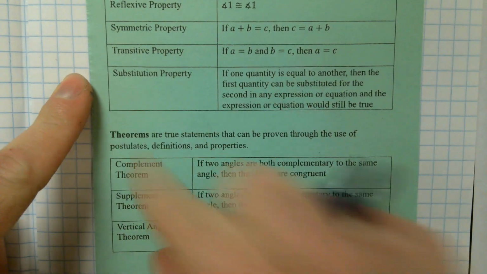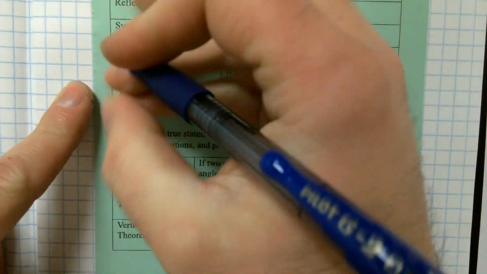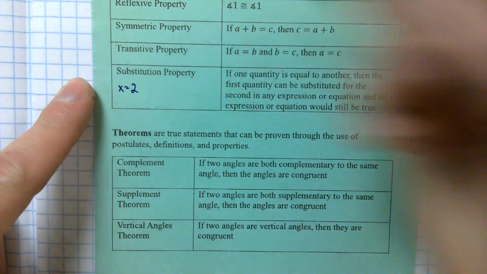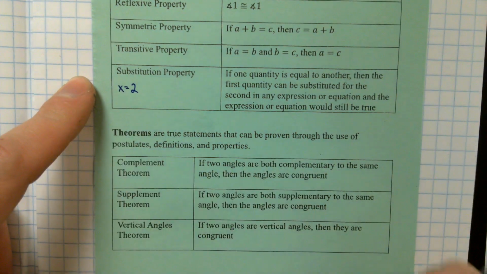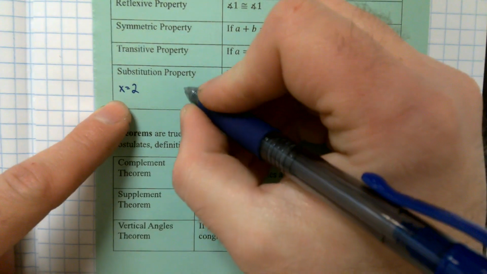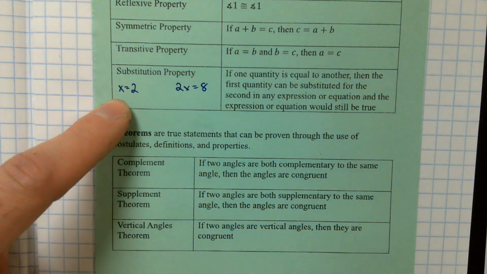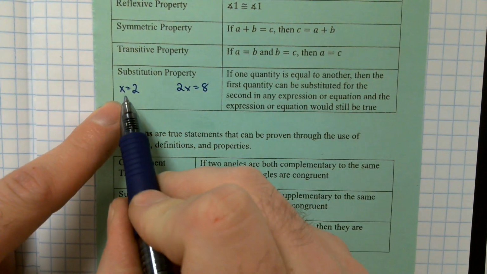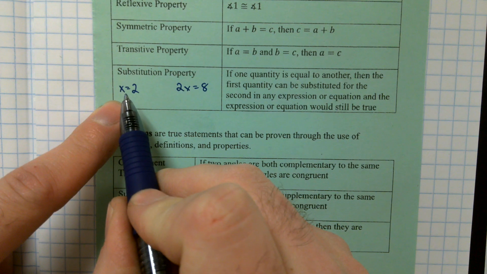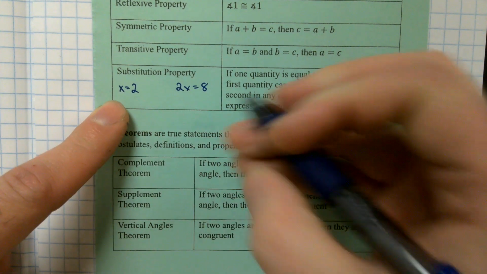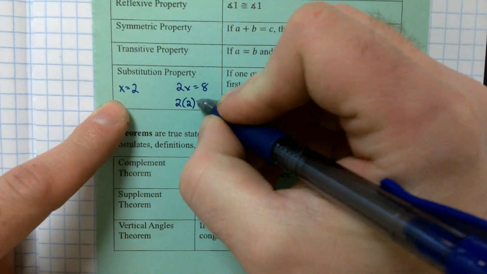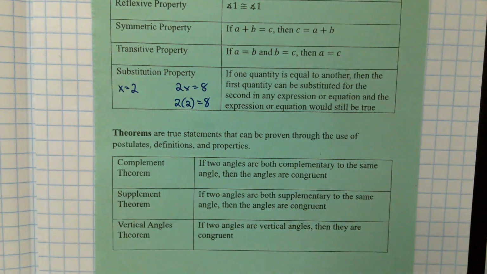I'm going to write this in here. If I say x is equal to 2 in one equation, and then I have 2x equals 8 in another equation, what can I do with this 2? I can plug it into the other equation. It's the substitution property. You just substitute it. We do this all the time.